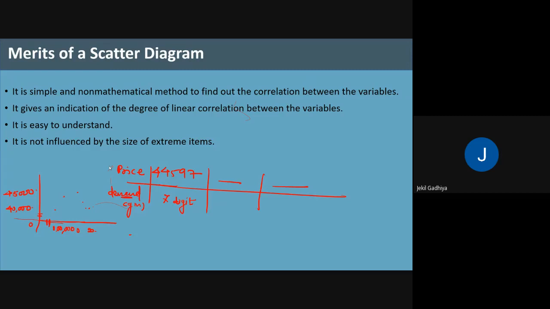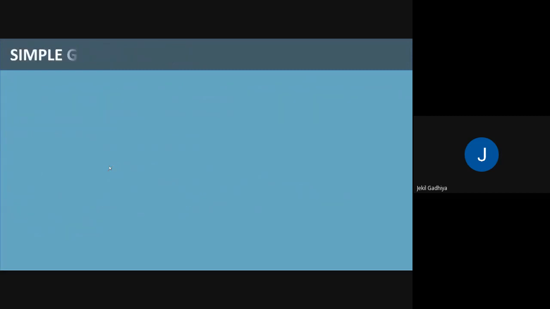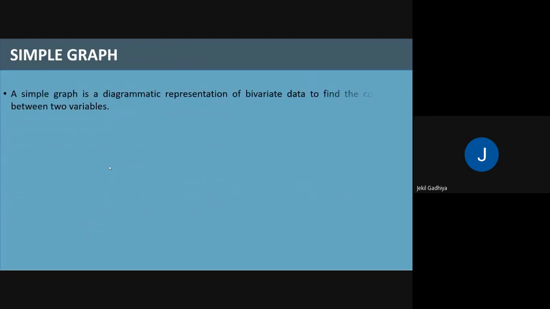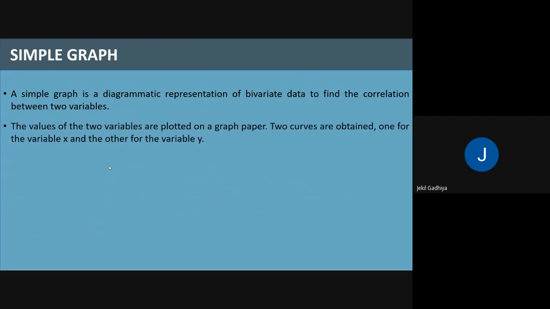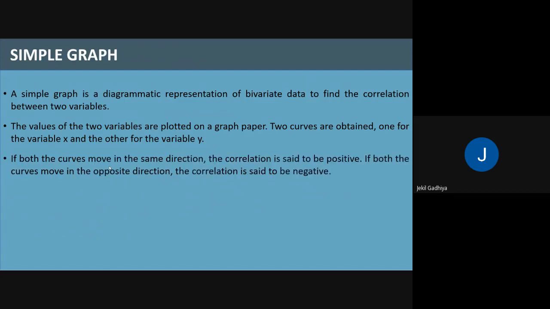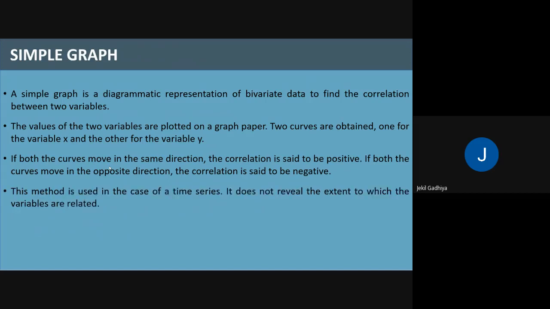Okay, next is the simple graph. A simple graph is a diagrammatic representation of bivariate data to find the correlation between two variables. The values of the two variables are plotted on graph paper. Two curves are obtained, one for the variable x and one for the variable y. If both the curves move in the same direction, then the correlation is said to be positive. If both the curves move in opposite directions, then the correlation is said to be negative. This method is used in the case of a time series. It does not reveal the extent to which the variables are related.